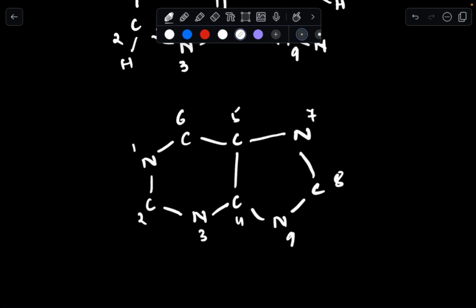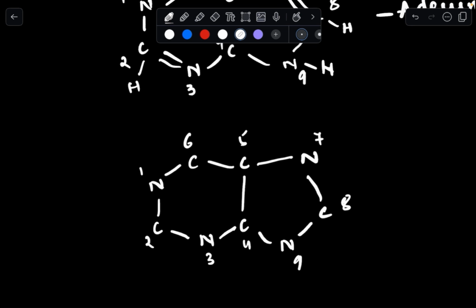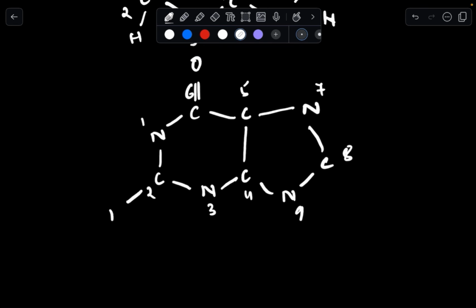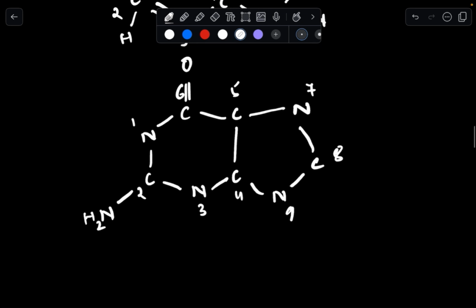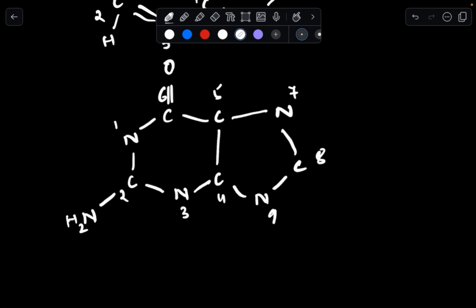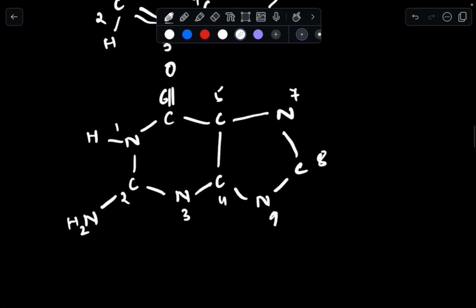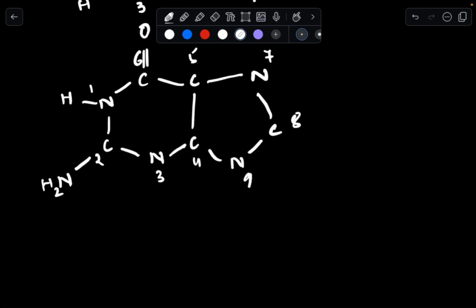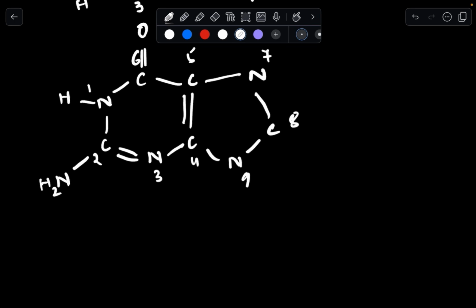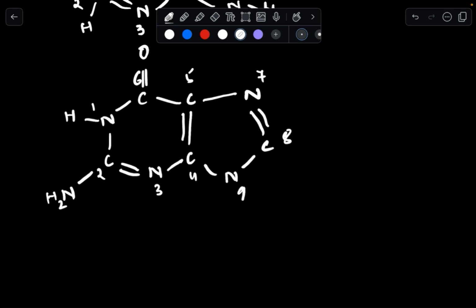So first, instead of the amine on the 6th position, we have a double bond O group. And here we have an amine on the 2nd position of carbon. So now add double bonds. Here all the valencies are complete, we just have to add H to the N. Here we have to add a double bond, and then another double bond.